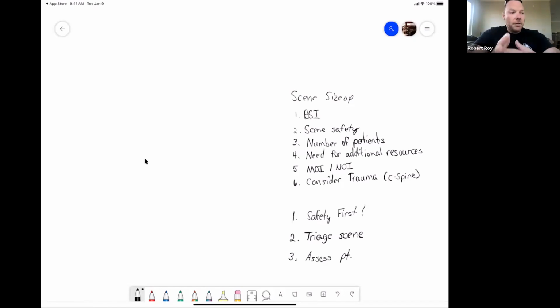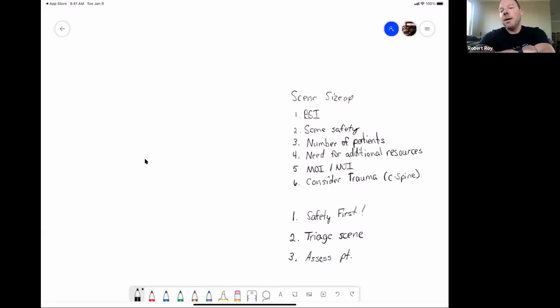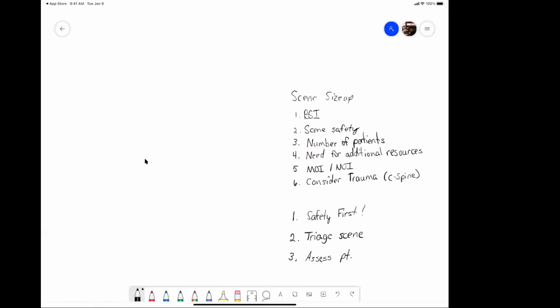So from here, here's a question for you. What's the difference between MOI and NOI? See who gets this right out the gate. Can y'all hear me now? Yes. There's mechanism of injury and then nature of injury. Close, yes. So MOI is mechanism of injury, and NOI is nature of illness. Okay, yeah.